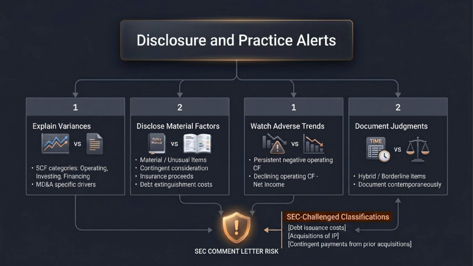The disclosure and practice alert is very important for professional work. The statement of cash flows is a frequent source of SEC comment letters and audit questions, especially when entities classify unusual items, report major period-to-period changes, or apply policies inconsistently. Preparers should explain significant cash flow variances with specific drivers, not vague phrases like due to business reasons. Material classification choices such as contingent consideration payments, insurance proceeds, debt issue costs, or debt extinguishment costs should be supported by policy analysis and documentation.